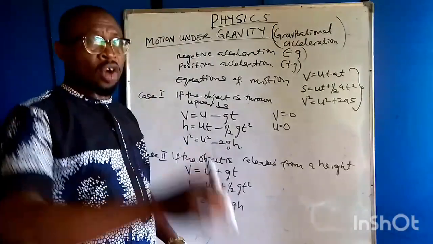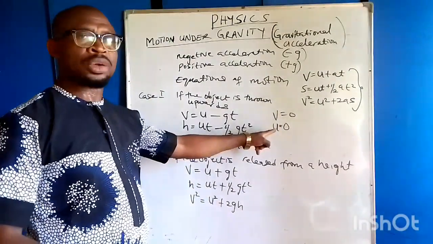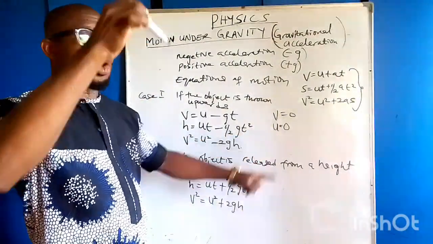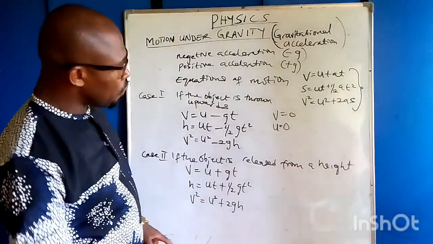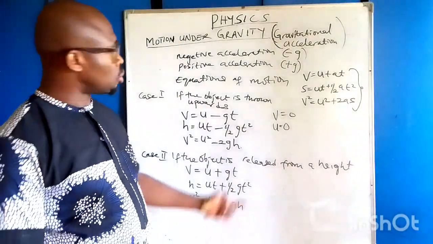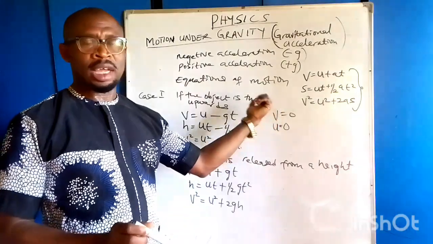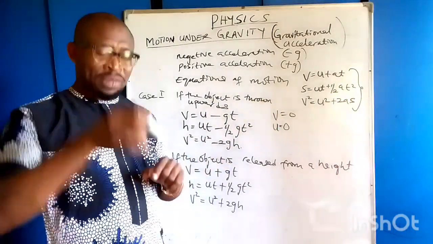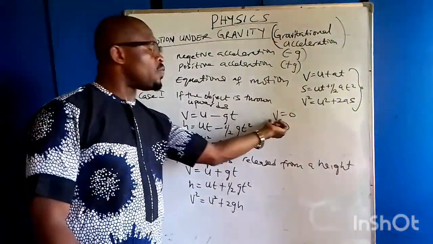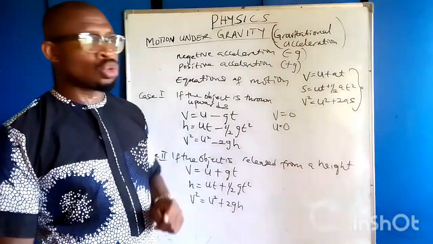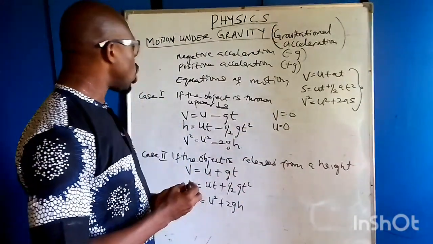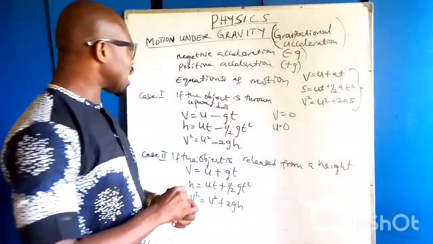Initial velocity before it strikes the ground is 0. So initial velocity is 0, while the final velocity before it strikes the ground is what you now have. You have the V. But the moment it strikes the ground, V becomes 0. So these are the two things I want us to take note of.